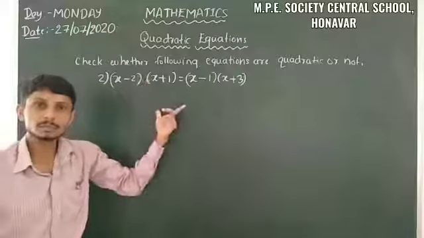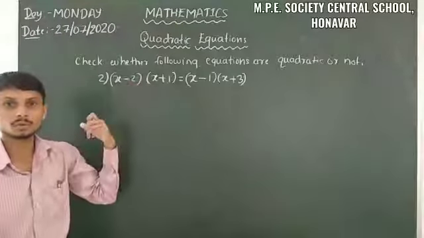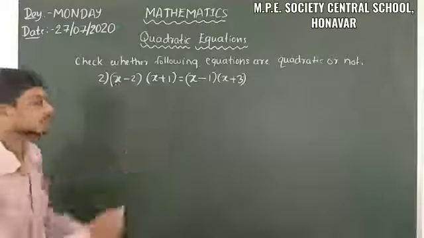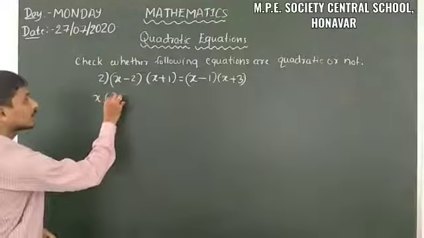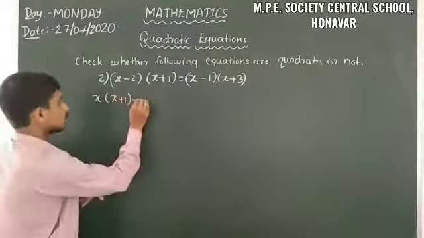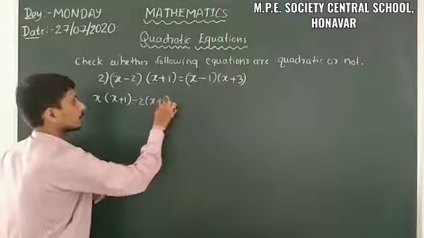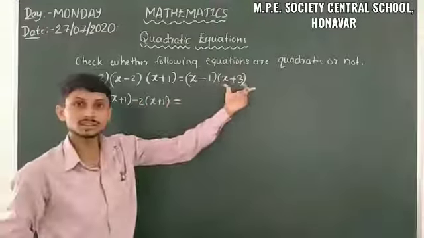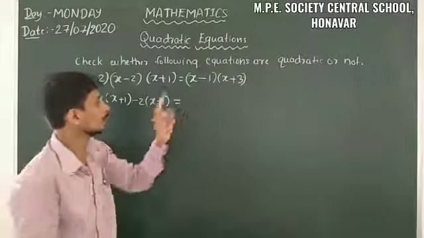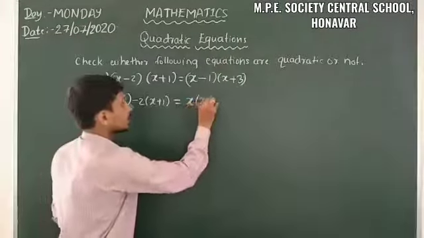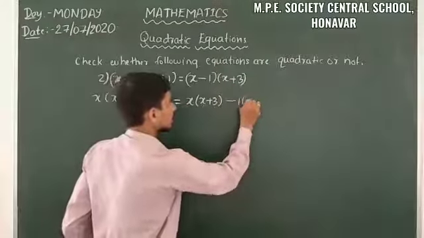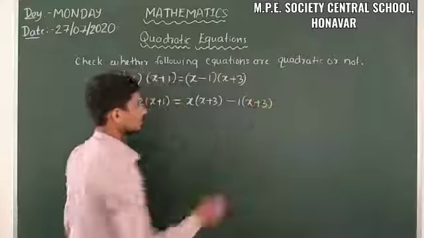So it's actually a binomial, but we have to consider it like a monomial. Here, firstly multiply with x, here multiply with x plus 1. Then after that we have to multiply with minus 2. Minus 2 into x plus 1 is equal to... Here also we have to consider this as only one term and this as two terms. Firstly multiply x into x plus 3, and then minus 1 into x plus 3.